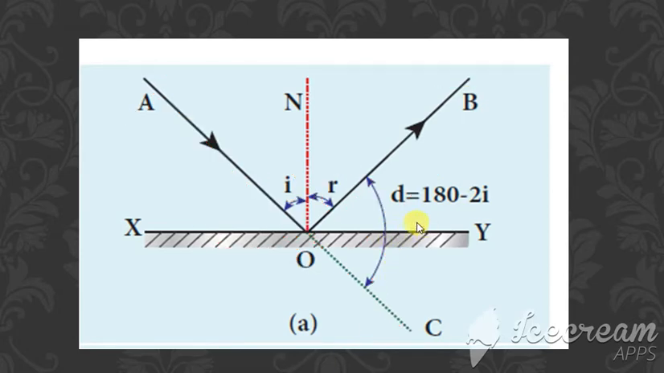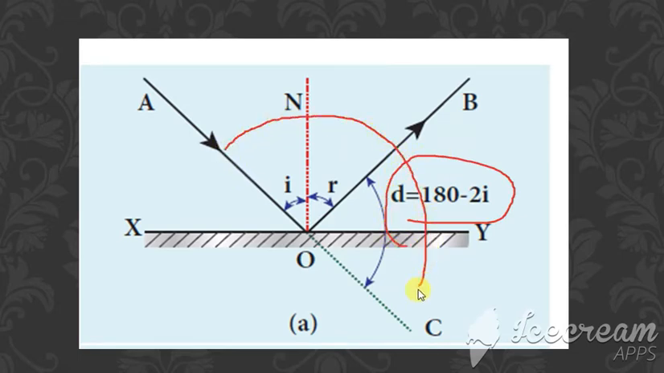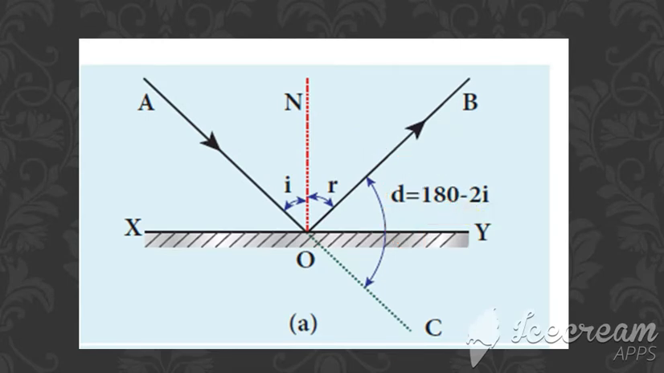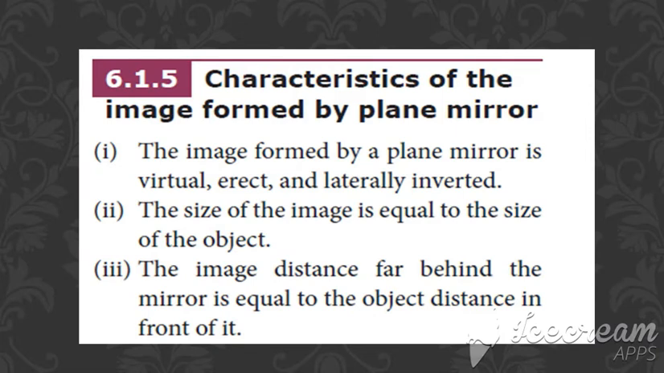To find the value of D, what we do is consider this full value, which is 180, minus this value. This value is I plus R. So if we substitute I instead of R, we get 180 minus 2 into I. Clear with this?